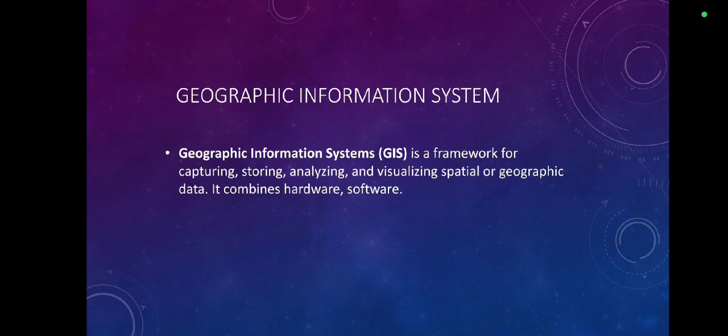Geographic Information System or GIS is a framework for capturing, storing, analyzing, and visualizing spatial or geographical data. It combines hardware, software, and data to help users understand spatial patterns, relationships, and trends. GIS is widely used across various disciplines such as urban planning, environmental management, public health, and businesses.